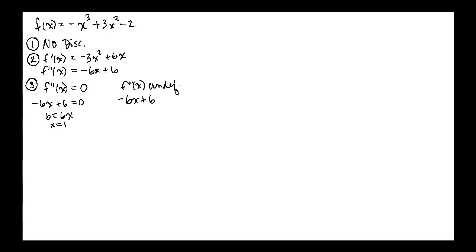Negative 6x plus 6 is a straight line. The graph would be a straight line. It's a first-degree polynomial, which means it's defined everywhere. It's continuous everywhere. So we have just this one candidate for our points of inflection. Now remember, this is the same strategy that we used for finding relative extrema, or for finding where it's increasing and decreasing, but the difference is we're using the second derivative here. So I'm going to do the same thing I did last time and make a chart now.